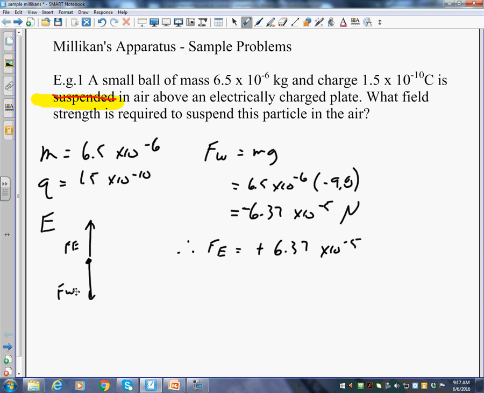Bailey: I'm getting negative 6.37 times 10 to the minus 15, not negative. Oh. Did you go 6.5 times 10 to the minus 6? Yeah. You must not have. There's no way.